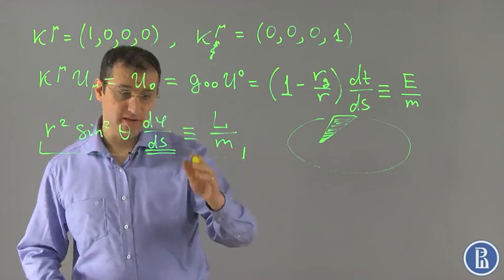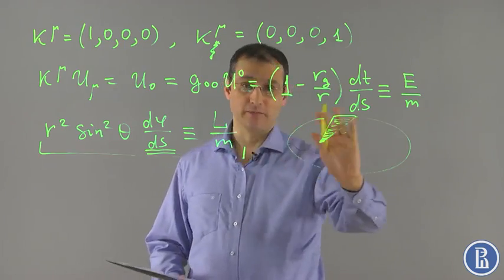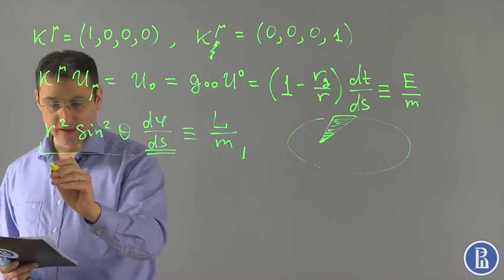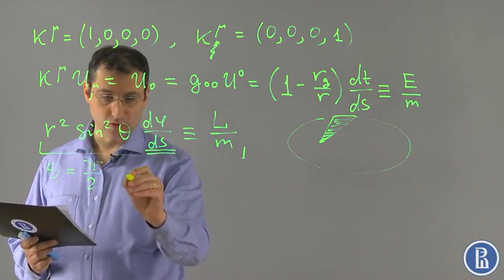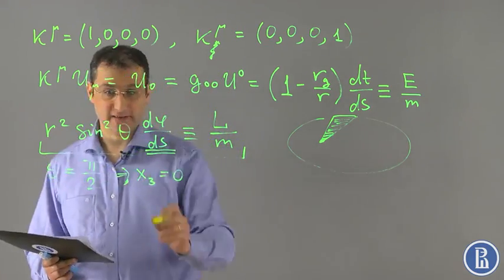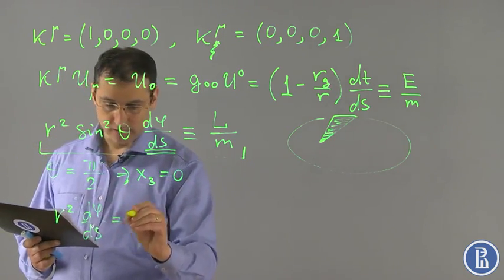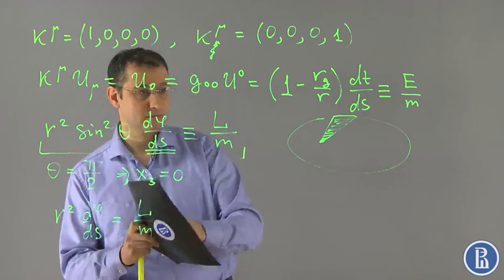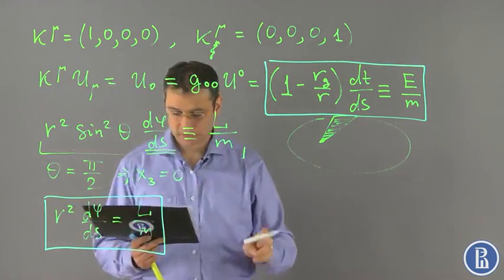And from this observation, in analogy with the non-relativistic situation, we can understand that the motion of the particle with mass m goes in one plane, which means that we can fix theta, and we're going to fix it to be pi over 2. So the motion goes in the plane defined by the equation x^3 equals 0. And as a result, this conservation law has the following expression: r squared d phi over ds is equal to L over m. So we have these two conservation laws, and we are going to use them now.